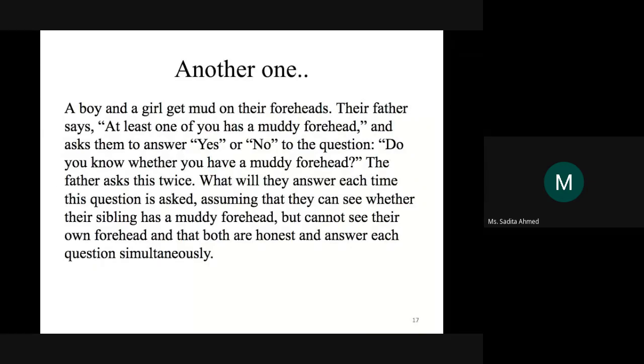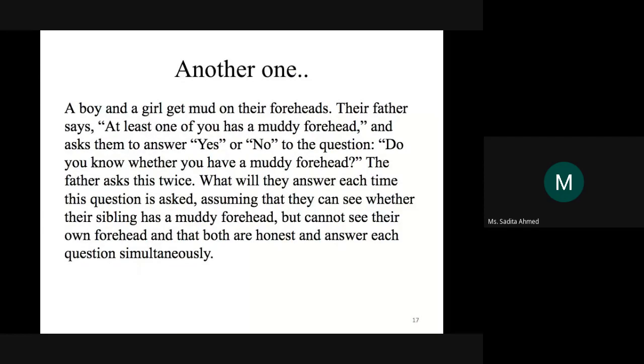But you have to break it down to all possible scenarios, all right? So first, think about the case that, okay, she said no, but in what scenario would she have said yes? Think about that. If the boy did not have a muddy forehead. Exactly. So you have to think about all scenarios. You have to cover all bases.